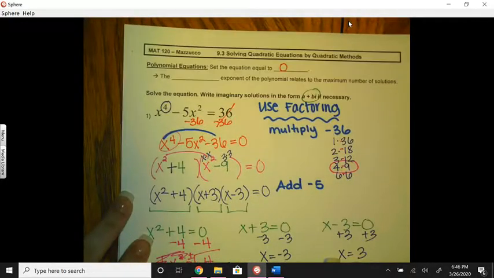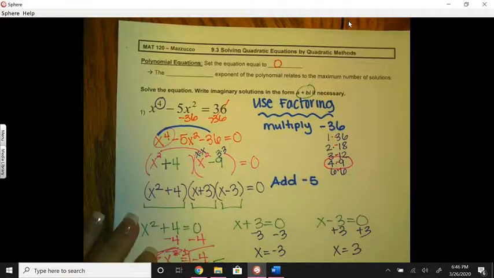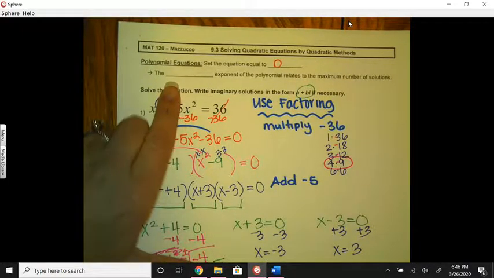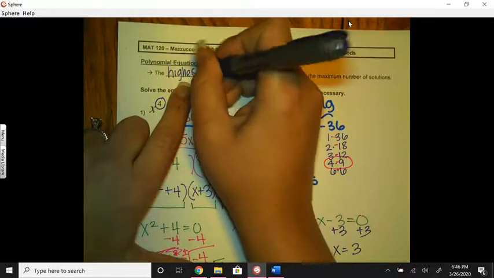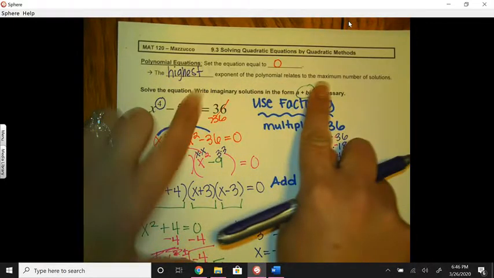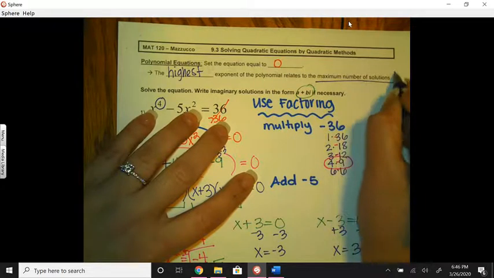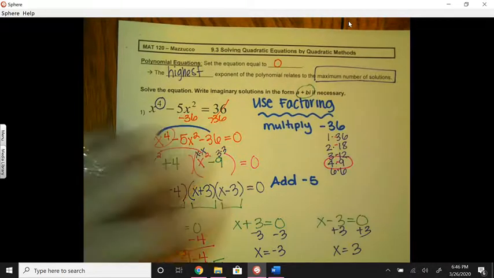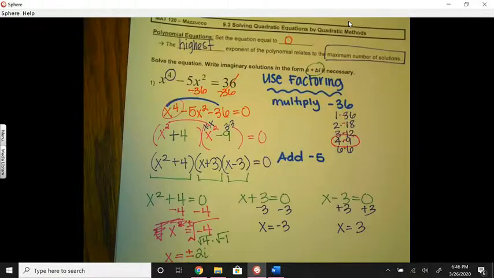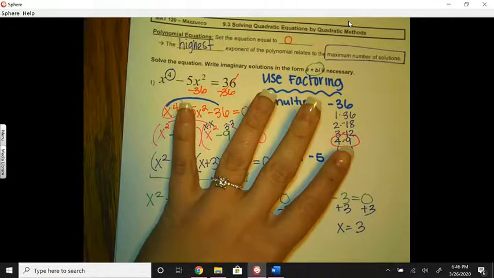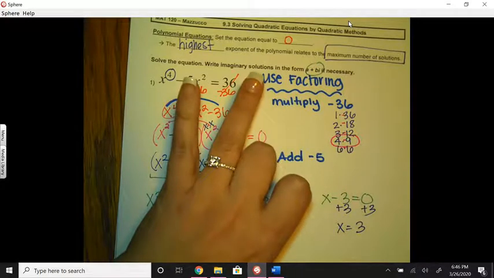So if you recall when we first learned how to solve equations that had exponents, when we did chapter 6, the highest exponent, that's called the degree, tells you the maximum number of solutions. So if the highest exponent is 5, you can get up to 5 solutions. So if the exponent is 4, you can have 4 answers, 3 answers, 2 answers, or 1 answer.